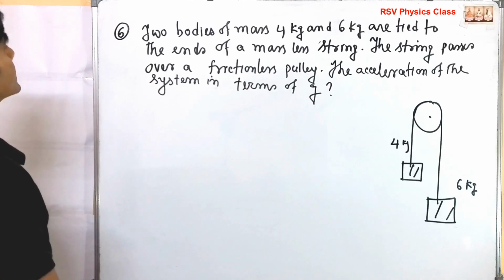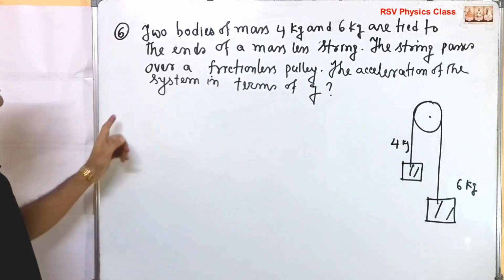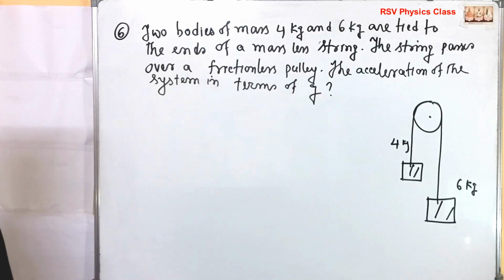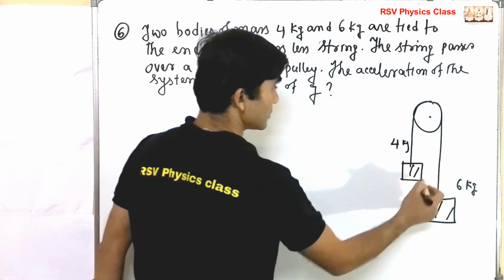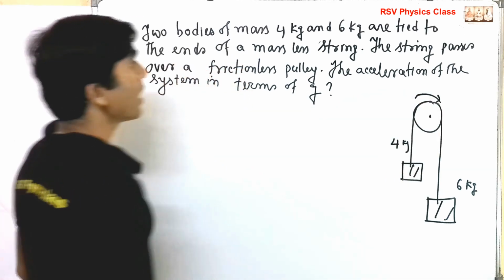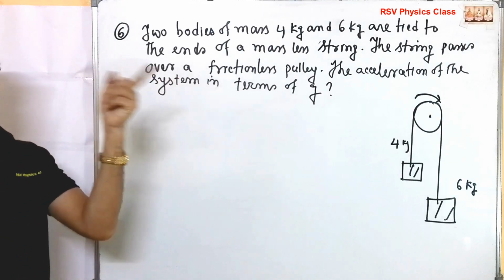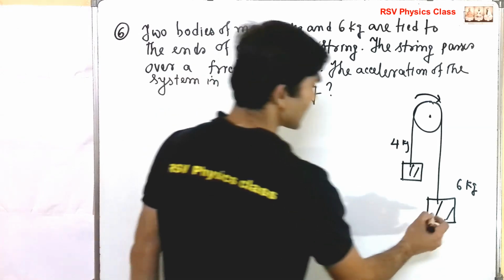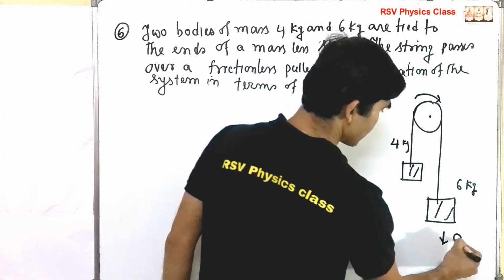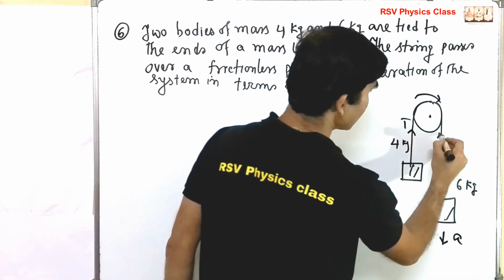Okay, problem number 6. Two bodies of mass 4 kg and 6 kg are tied to the ends of a massless string. The string passes over a frictionless pulley. Find the acceleration of the system in terms of g. We did this calculation, this big problem, when we studied the laws of motion, remember? So in which direction will the acceleration be? The higher mass is this one, so the acceleration will be in this direction. Let the acceleration be a. So T will be this one and again T will be this one.